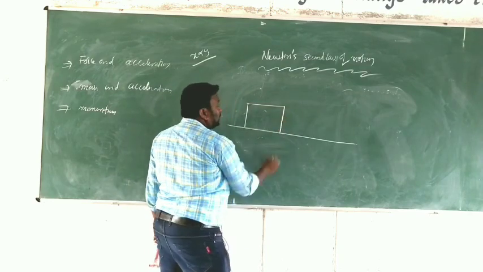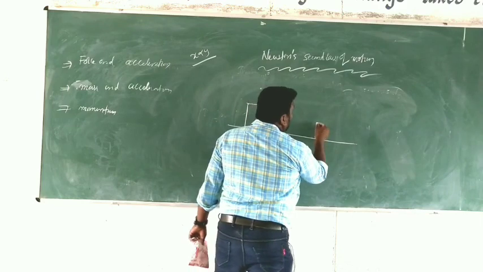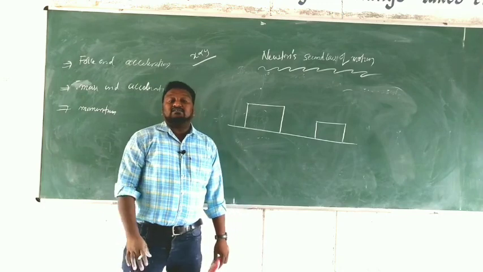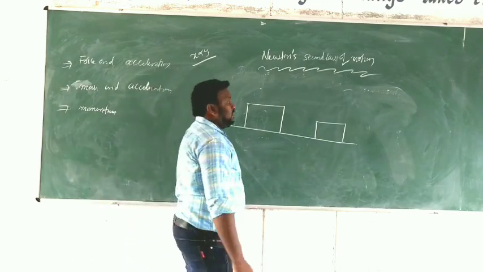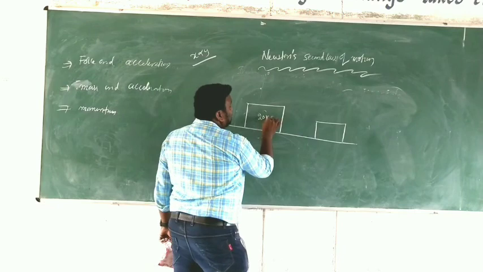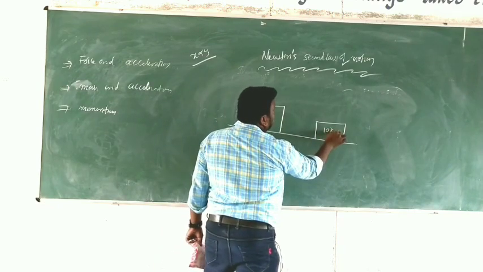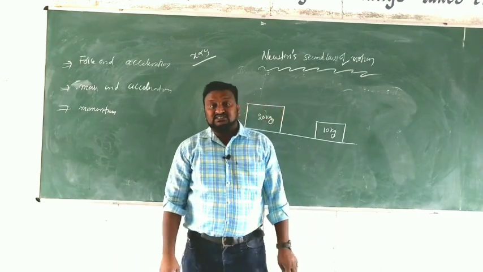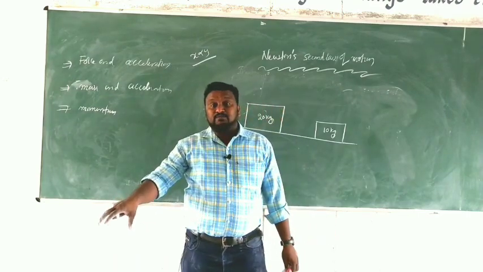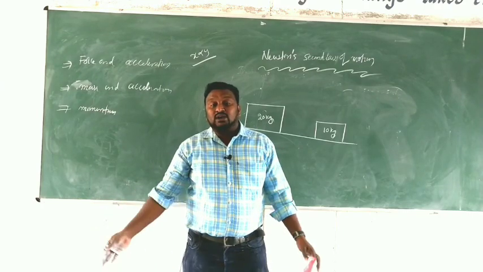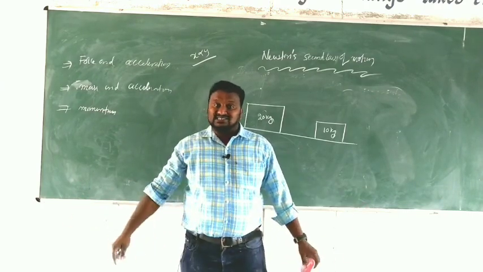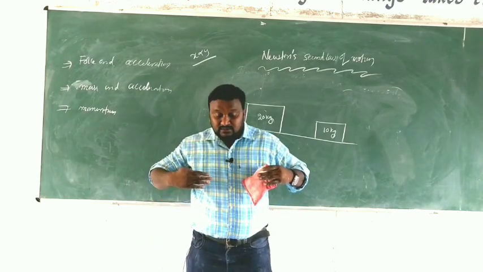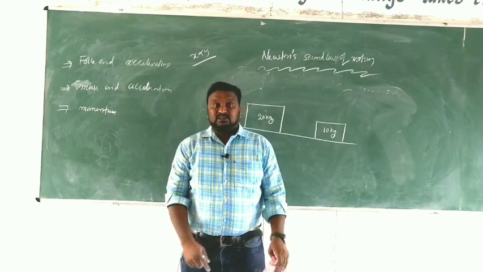On that, we have to keep two objects of unequal masses. Here one is 20 kg and one is 10 kg. We have taken unequal masses, and both should be placed on a table. After that, we have to take one long scale, or long stick, and with the same stick we have to move them at a time. Clear?